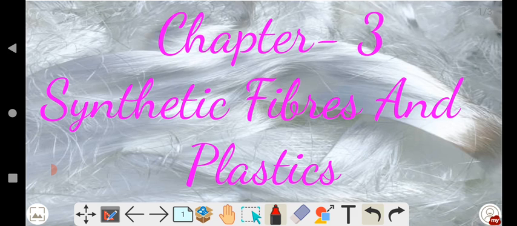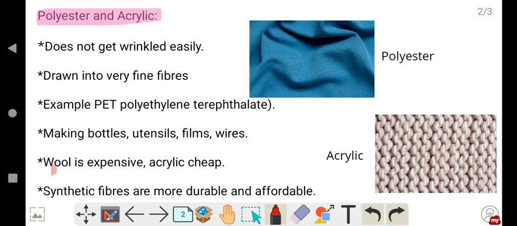In the last session you learned chapter 3, synthetic fibers and plastics, and we learned about the synthetic fibers nylon and rayon. So let us continue today's session with some more synthetic fibers, that is polyester and acrylic. First let us study about polyester.